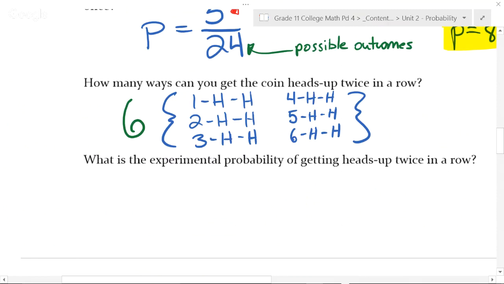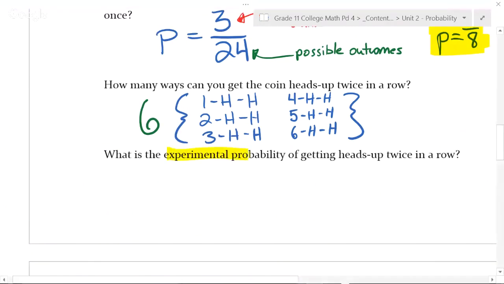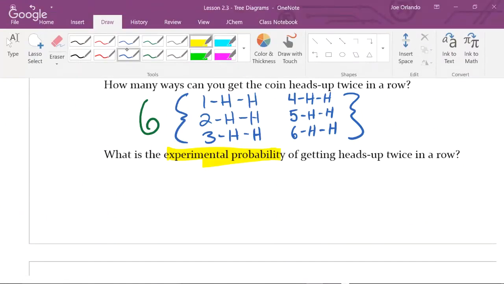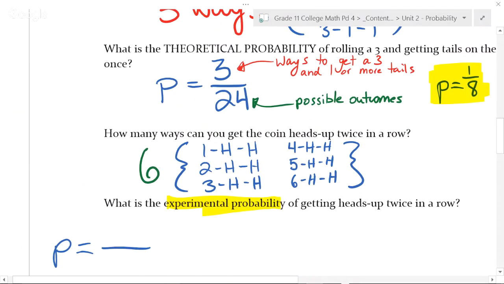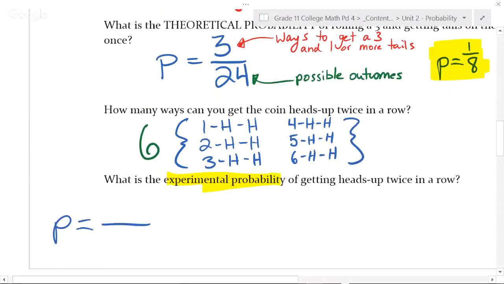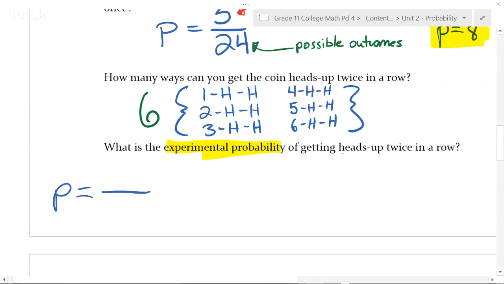So again, if we know that, what then is the experimental probability? Well, we said probability is just what? Thank you, Christopher Fowler. That's right. It is the ways that we can do the thing we want to do divided by all the possible outcomes. So in this case, how many ways could we get heads up twice in a row? Well, there were 6 ways to do that. What are all the possible outcomes? 24. And this, of course, reduces to a nicer fraction. What do we have there? Ali is screaming at me, 1/4.